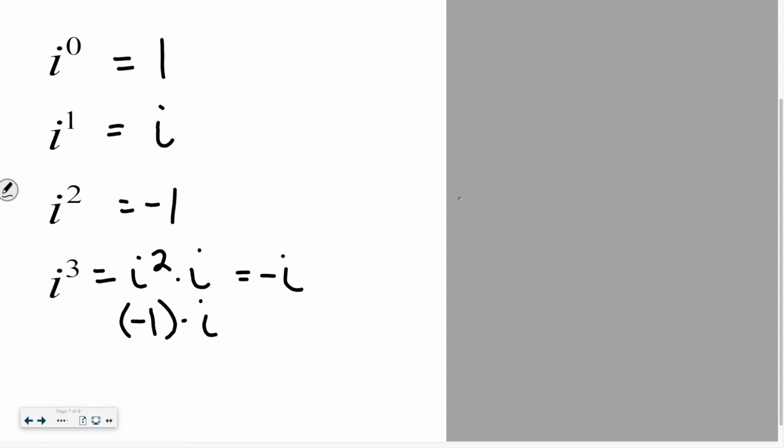Now, i to the fourth. I'm going to break up i to the fourth like I did i cubed, but I'm going to say, isn't i to the fourth i squared times i squared? Which is negative 1 times negative 1, which is just 1. So i to the 0 is equal to 1, which is the same as i to the fourth.